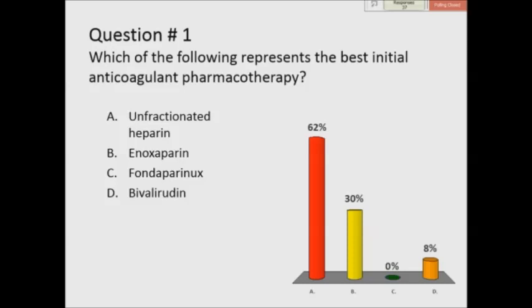Okay, so the majority, thank you, has selected unfractionated heparin, and I would agree with that as the initial best choice. And I'll walk through why. So 30% thought enoxaparin, not a bad choice. I'll try to explain to you why I thought heparin was the best choice. Nobody picked fondaparinux. That's probably a good thing for our patient, and only 8% picked bivalirudin.